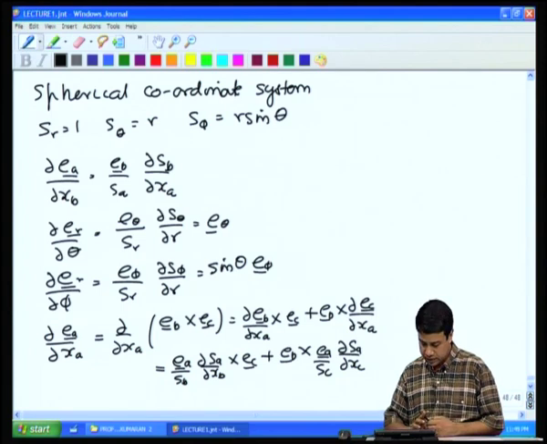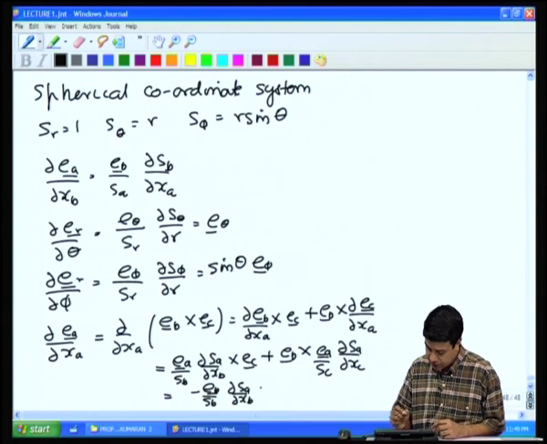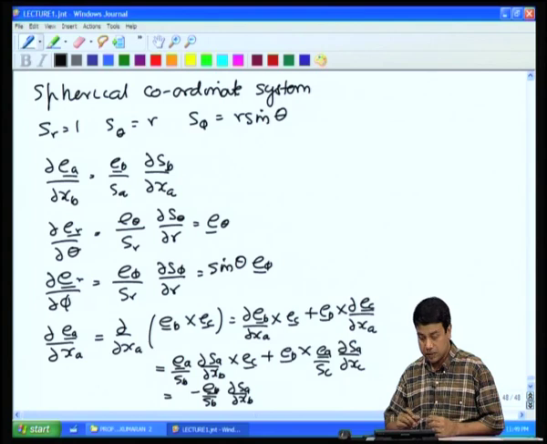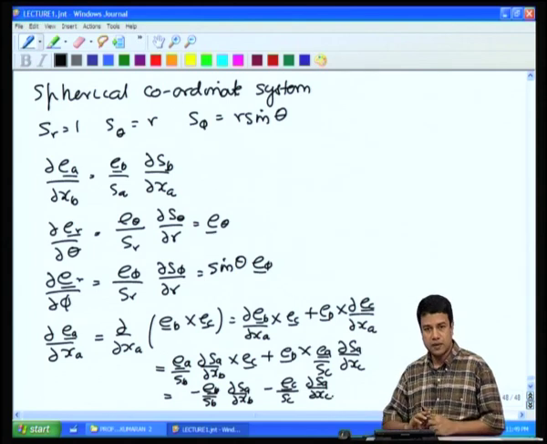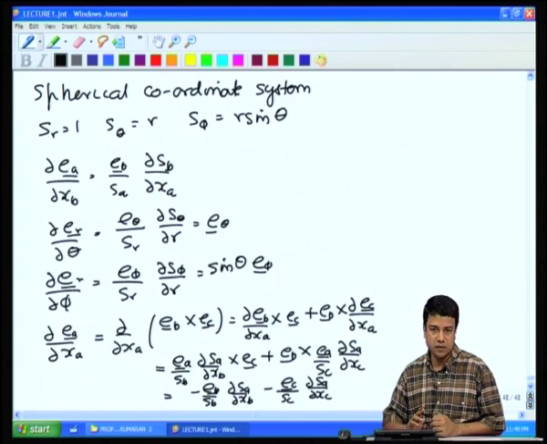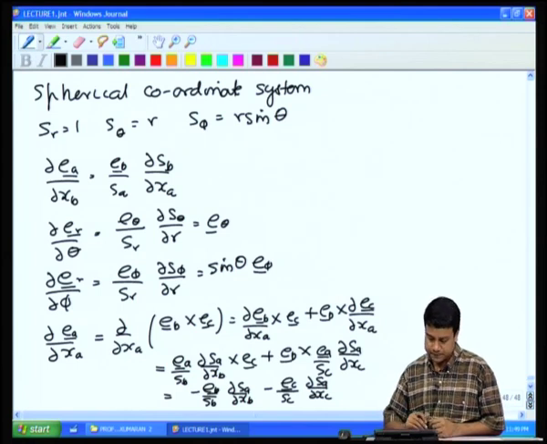Okay. And E A cross E C is minus E B. Okay. E A cross E B is E C, and E B cross E A is minus E C. So, I get minus E B by S B partial S A by partial x B, and I get minus E C by S C partial S A by partial x C. Okay. So, this gives me the derivative with respect to A of the unit vector in the A direction itself. Okay. So, in that way you can derive all of the unit vectors.